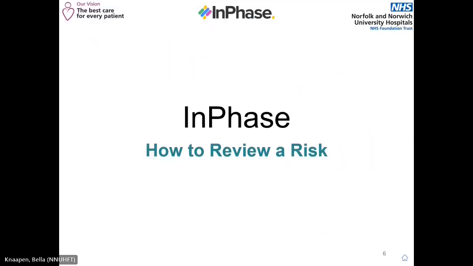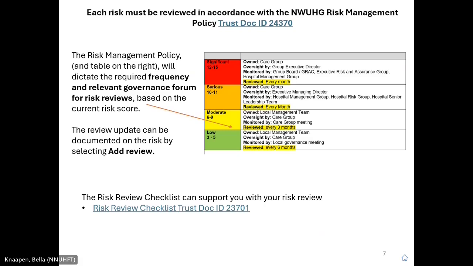We will now look at how to review a risk. Each risk must be reviewed in accordance with the Group Risk Management Policy. This policy will dictate the required frequency and relevant governance forums for the risk reviews based on the current risk score. As the current risk score increases, so too does the frequency of review.